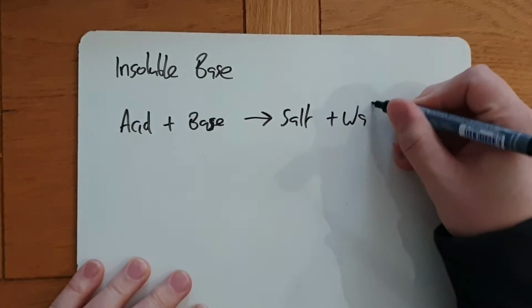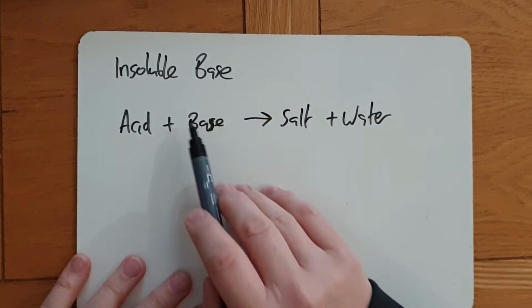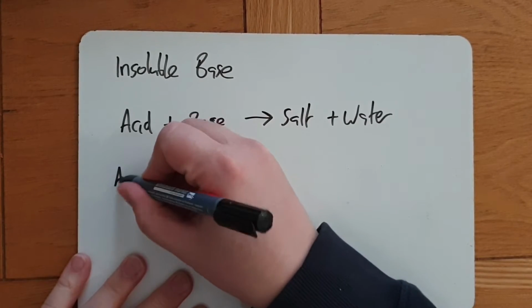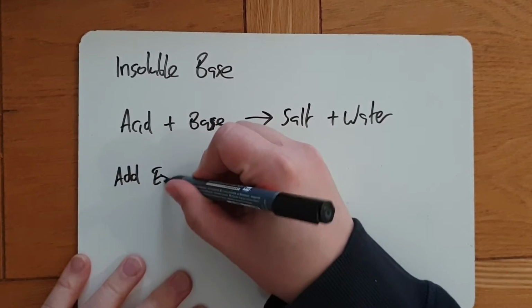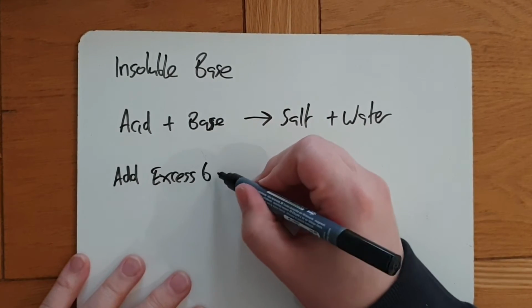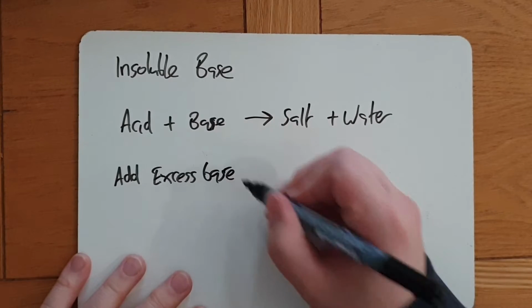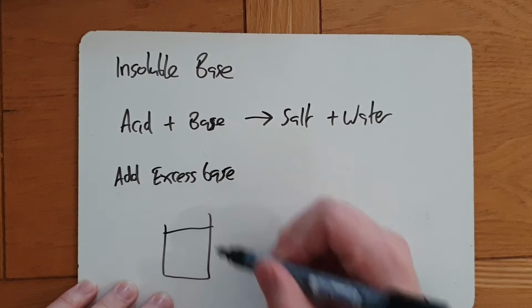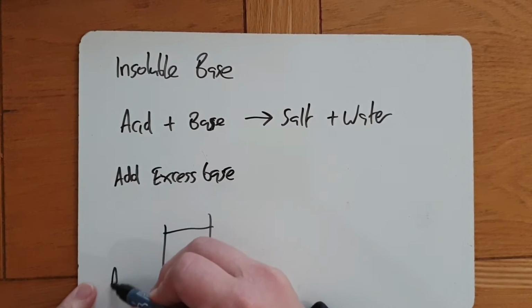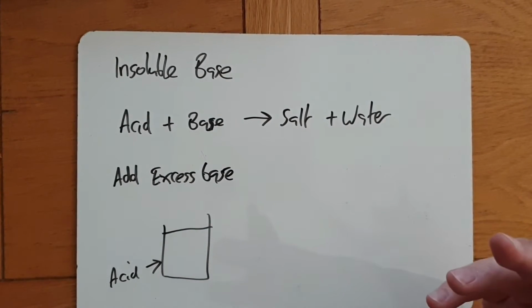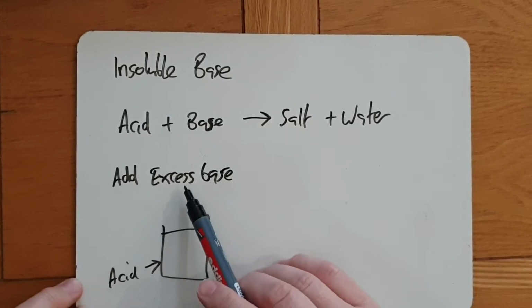But the beauty of this is that the base is insoluble. So all you do is you add, it's called excess. Basically, when you add excess, it means you're adding far too much. So you're adding excess base. So we've got our acid in our beaker, and then we add in loads of base, absolutely loads, far more than you would ever need. So it's definitely in excess.